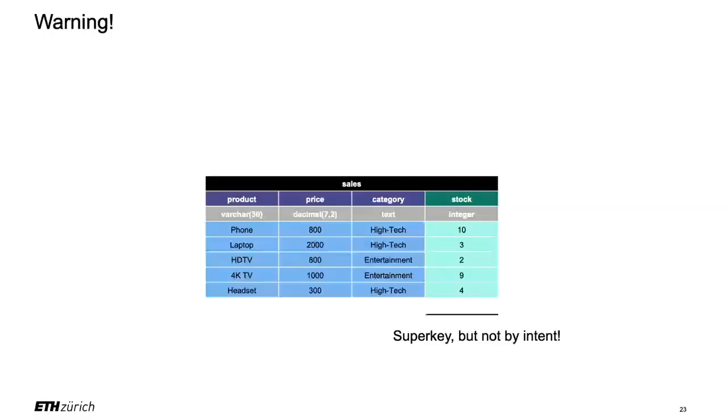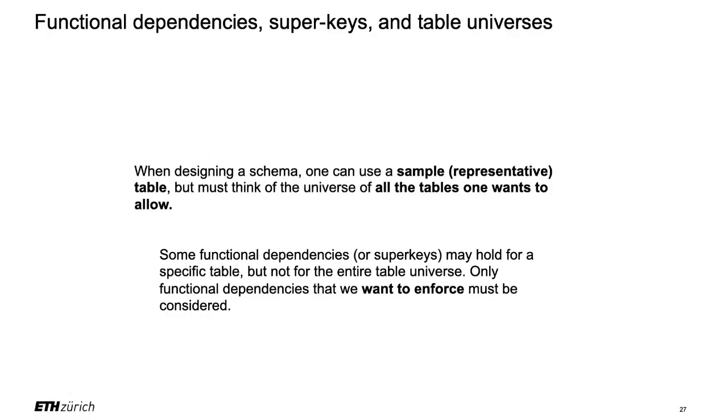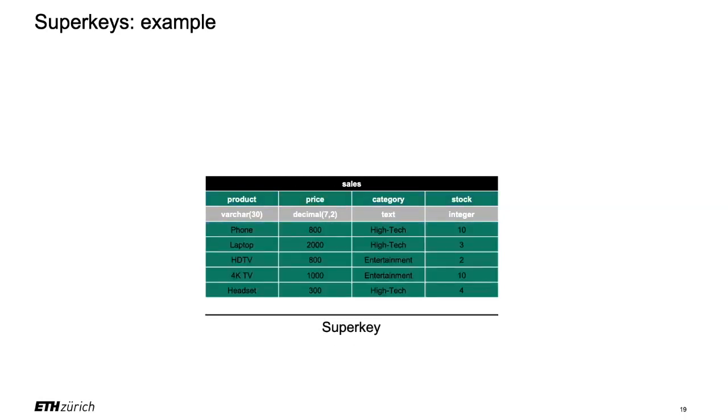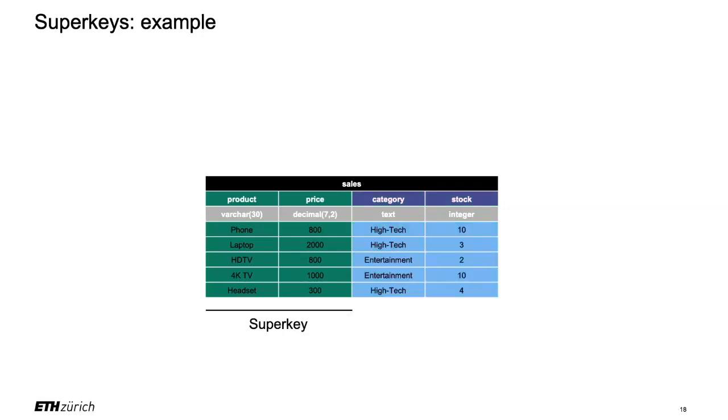So let's look here. Now I probably have the slides actually. No, I will come back here. So why is that not a candidate key? Because I can remove attributes. You see, I can remove stock and category.